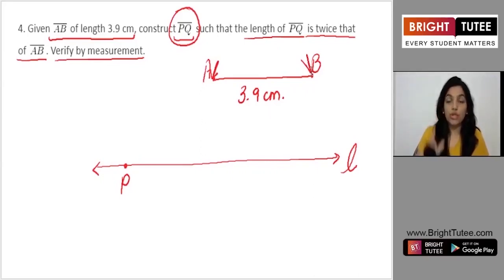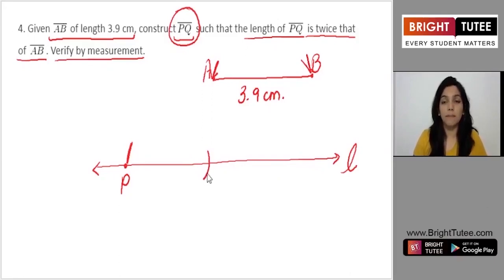So what you do, you put the pointer of the compass on this point P. Here you put the pointer, right? And then because your compass is open by how much measure? It is 3.9 centimeters. So you mark here an arc on this particular line L. Okay.